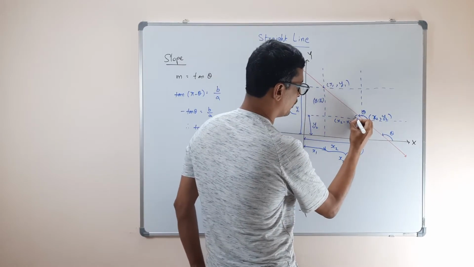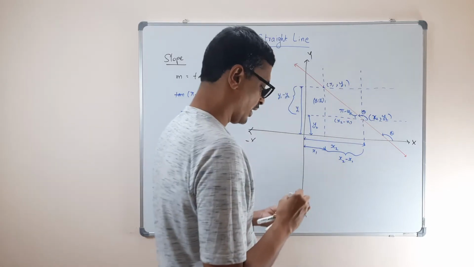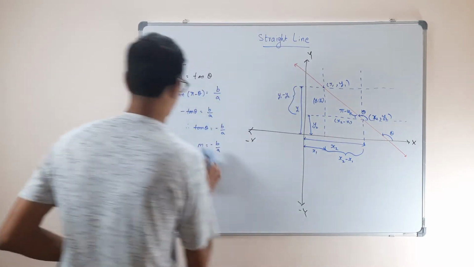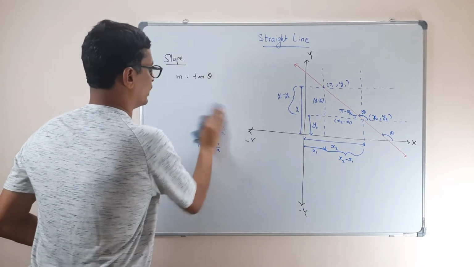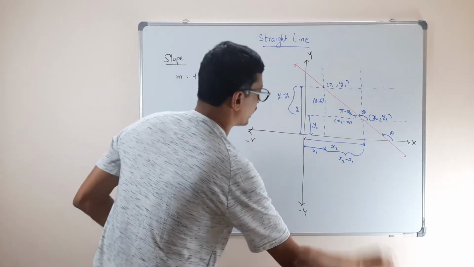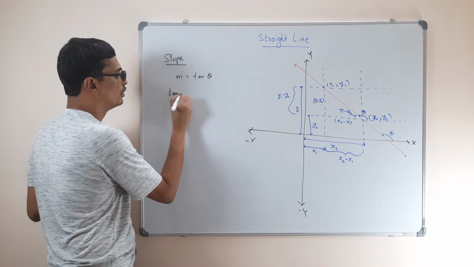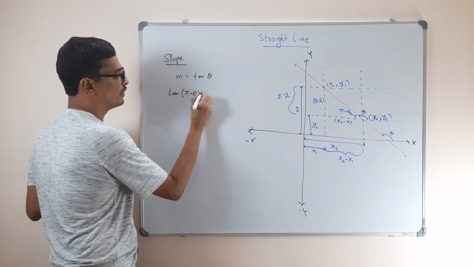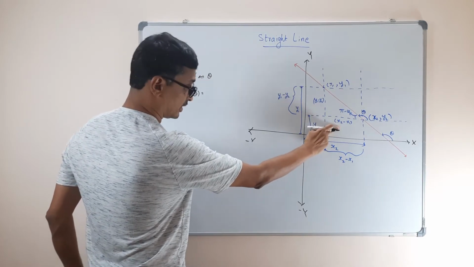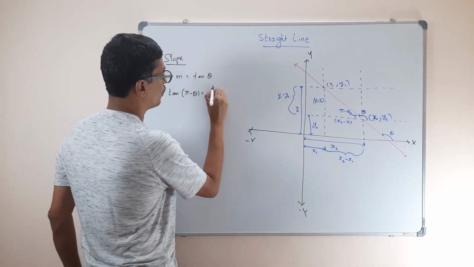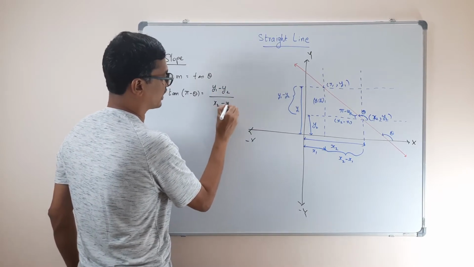So, this angle will be what? Pi minus theta, correct? So, now we have to find out the slope of it. What is the slope? M equal to tan theta. Okay, let us try to take the tan of this angle. What is the tan of that angle? Tan of pi minus theta will be equal to what? Opposite side by the adjacent side. So what is that? y1 minus y2 divided by x2 minus x1.